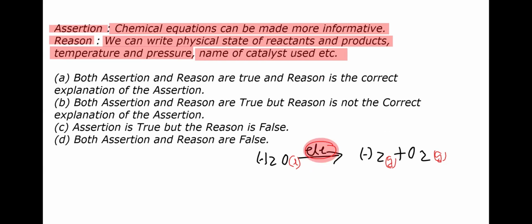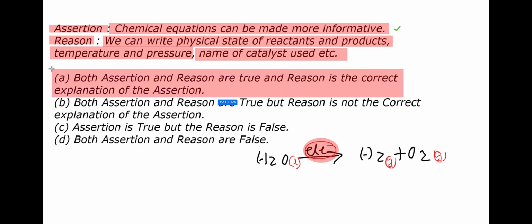So we'll say that yes, the assertion is correct. A chemical reaction can be made more informative. And how can we do so? By writing the physical state of the reaction, including the other conditions which are necessary for the reaction to take place. So therefore, we should say that both assertion and reason are true, and it is the correct explanation as well.